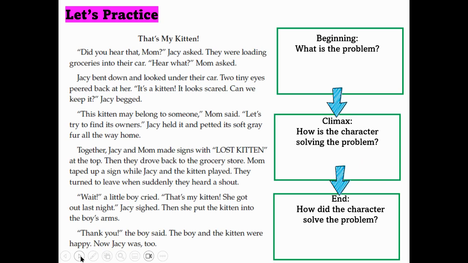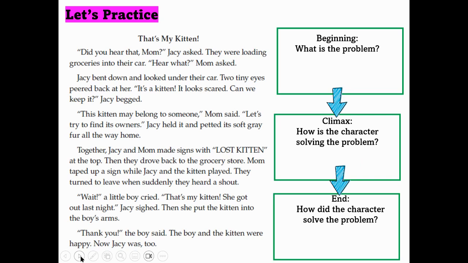"That's my kitten. Did you hear that, Mom?" JC asked. They were loading groceries into their car. "Hear what?" Mom asked. JC bent down and looked under their car. Two tiny eyes peered back at her. "It's a kitten. It looked scared."